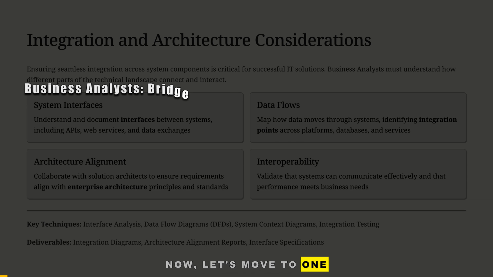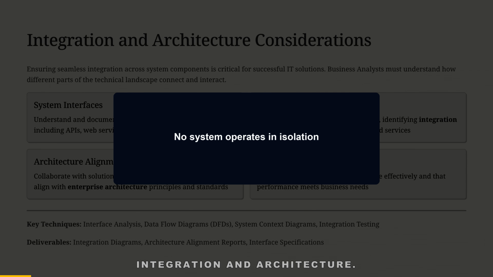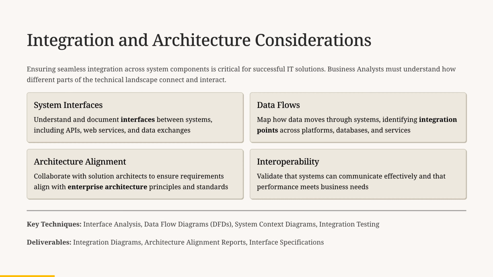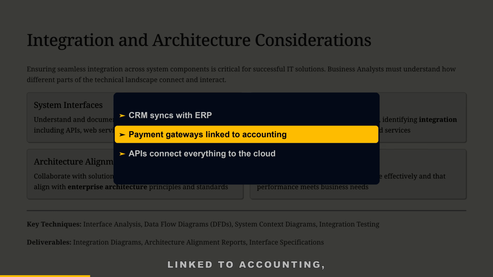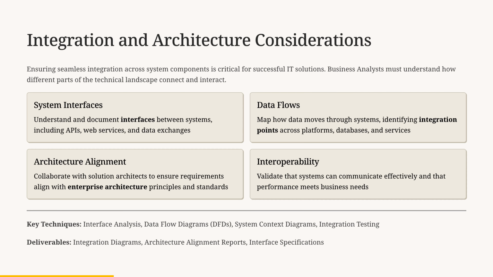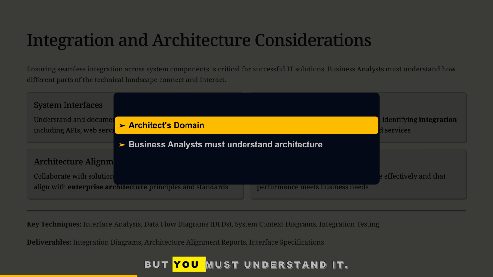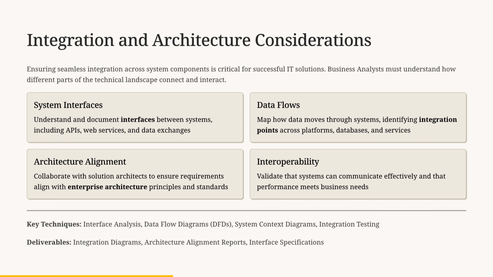Now, let's move to one of the most technically engaging parts of your role: integration and architecture. In modern organizations, no system operates in isolation. Every application talks to another. The CRM syncs with the ERP, payment gateways link to accounting, and APIs connect everything to the cloud. As a business analyst, your job isn't to design the architecture. That's the architect's domain. But you must understand it. Why? Because your requirements often determine how systems interact.